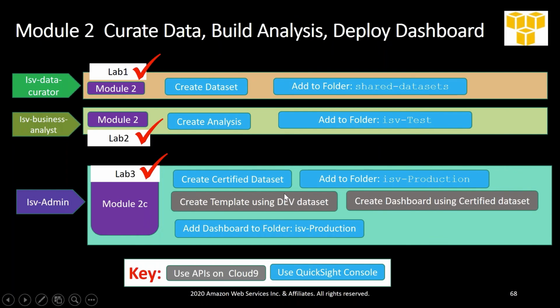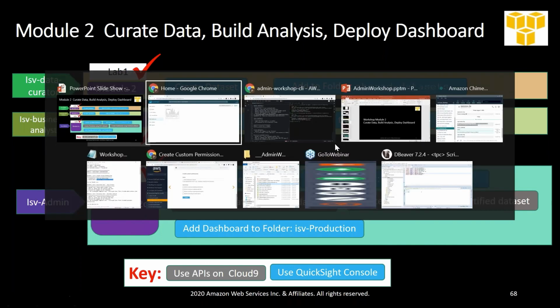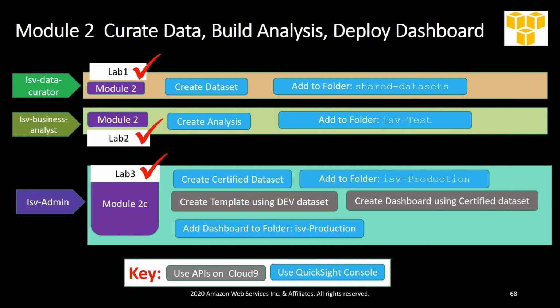Right. So we finished creating the data set. We added it to a production folder. We created the template using the dev data set, created the dashboard using the certified data set, and finally moved the dashboard to ISV production. Any questions? Anything you want to share here?